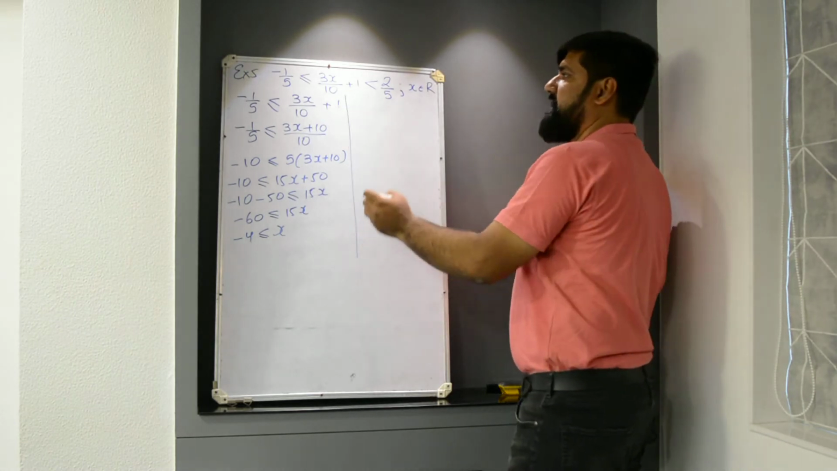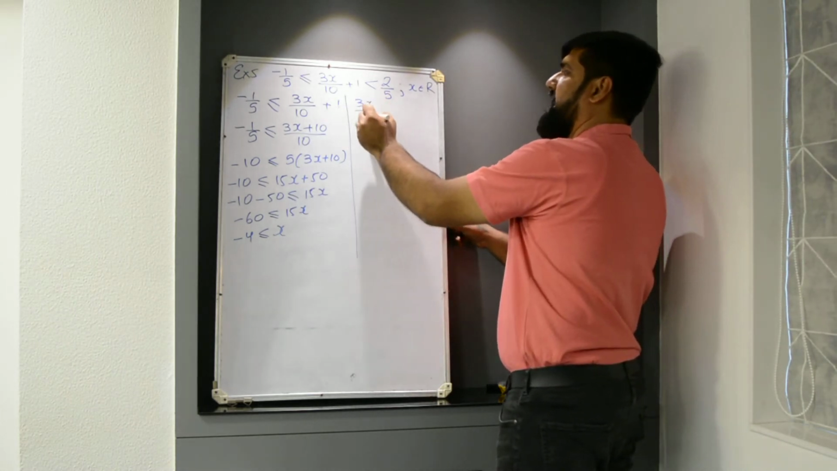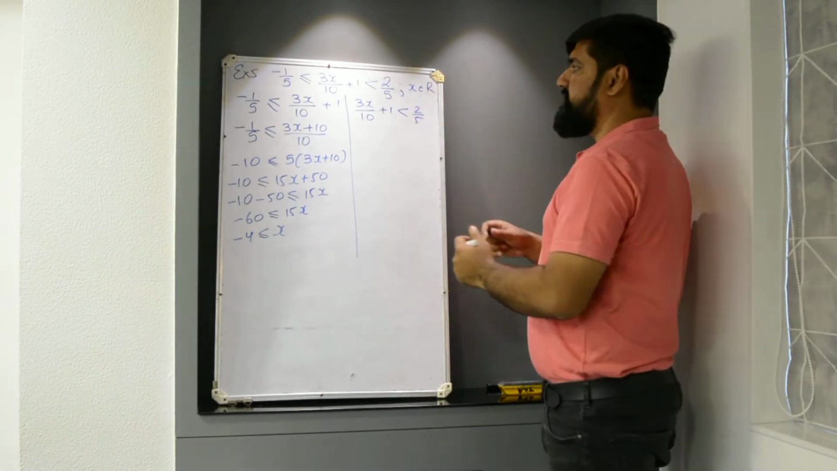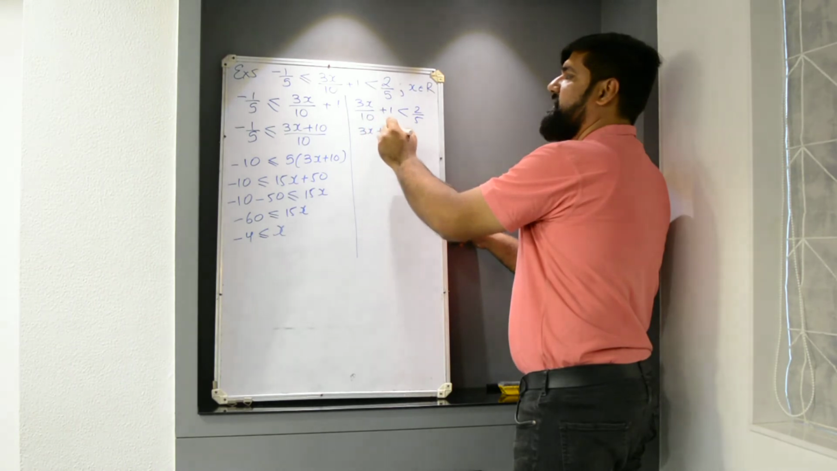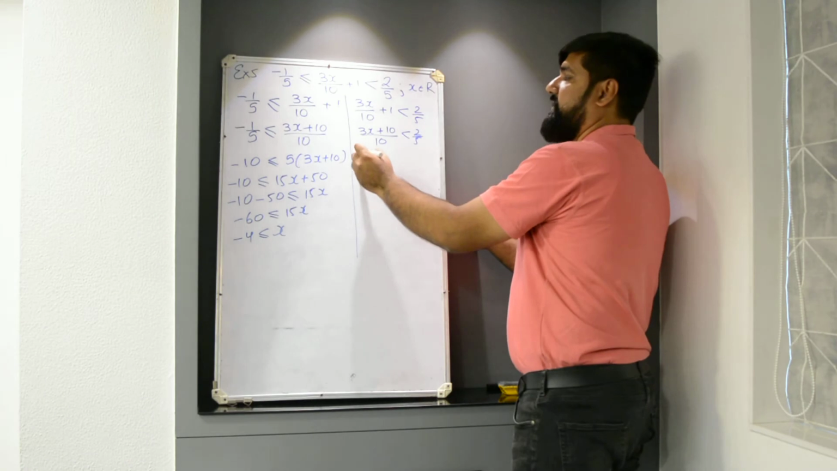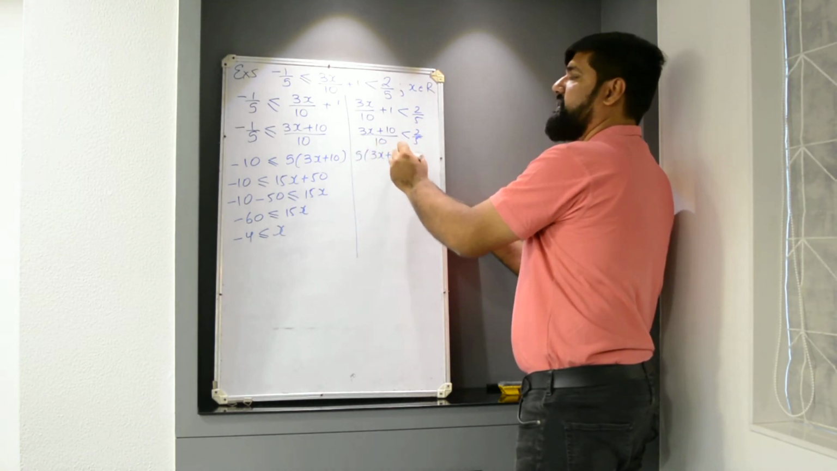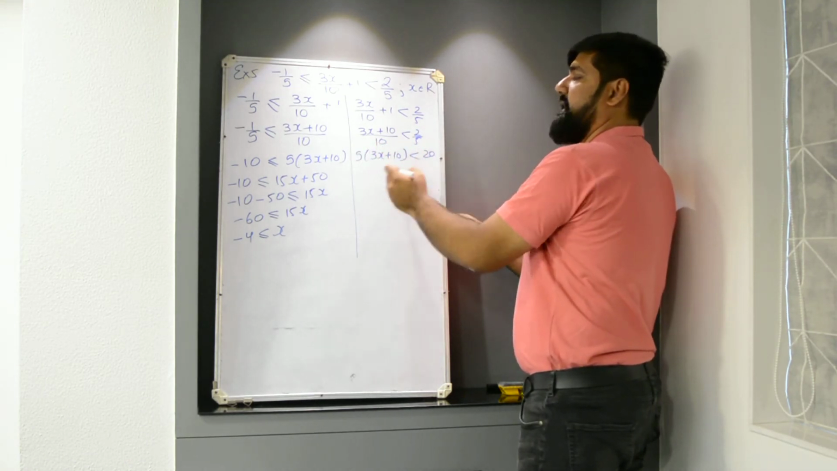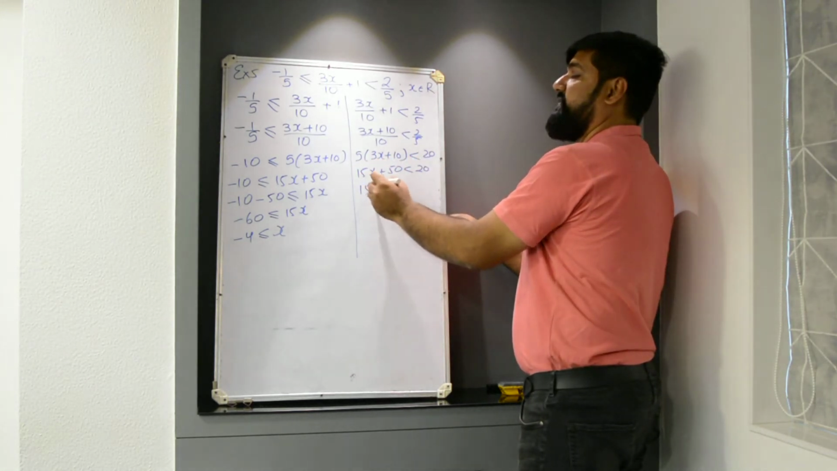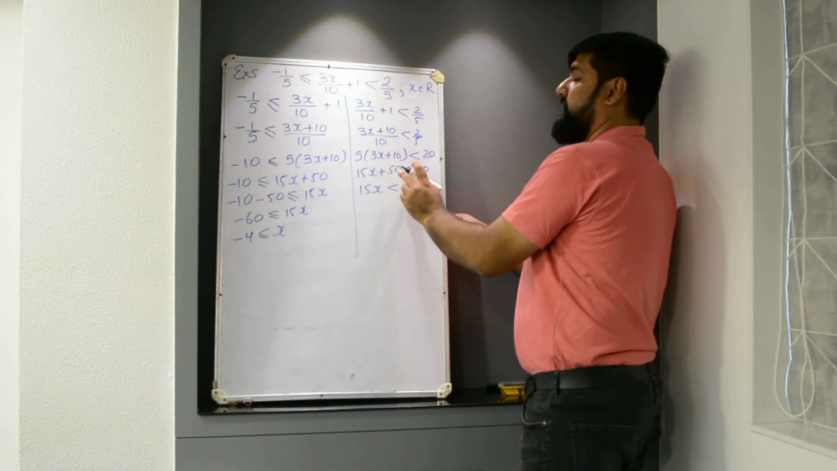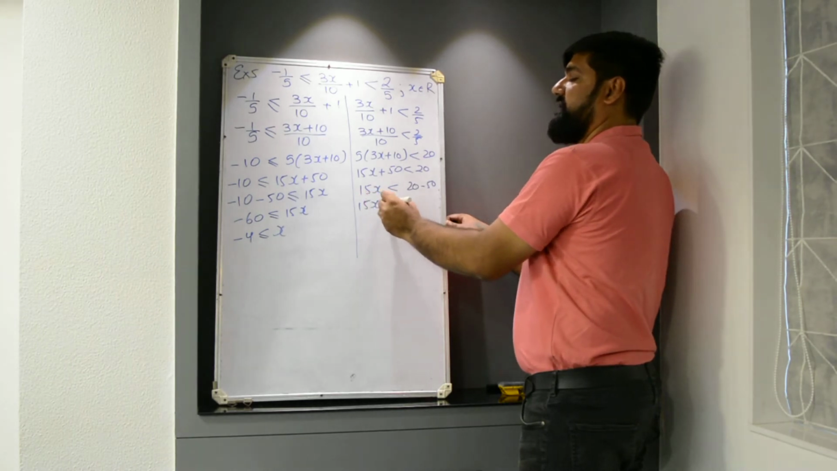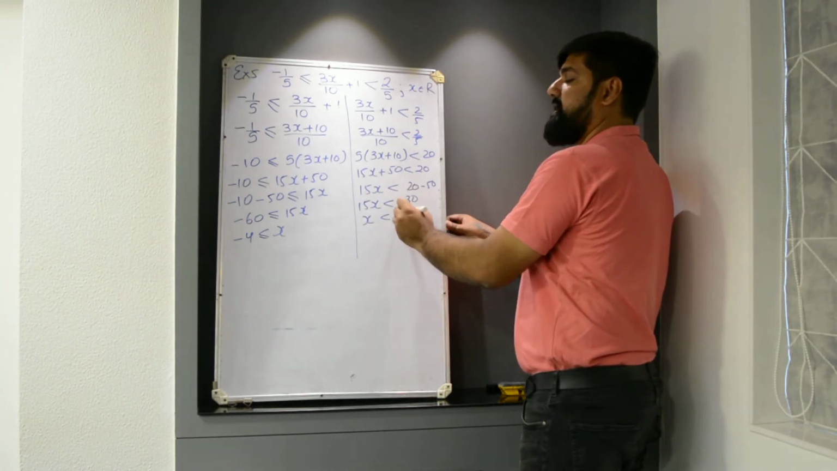Let us take another inequality. 3x by 10 plus 1 is less than 2 by 5. Again, let us take LCM. So this will be 3x plus 10 upon 10 is less than 2 by 5. Cross multiply, we'll get 5 times 3x plus 10 is less than 20. 15x plus 50 is less than 20. 15x is less than 20 minus 50. 15x is less than minus 30. x is less than minus 2.